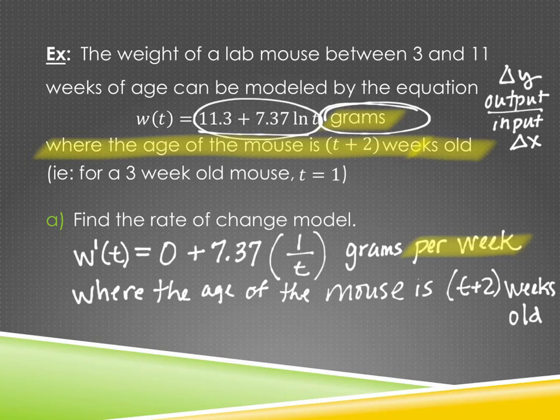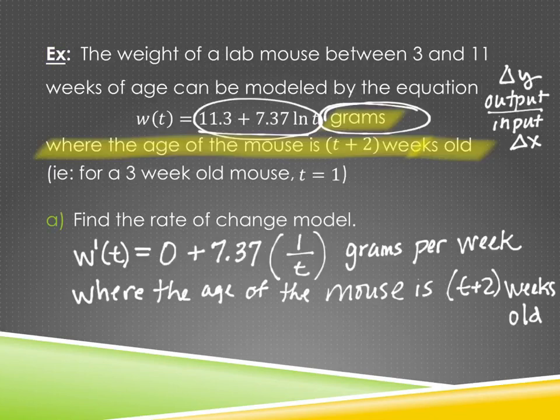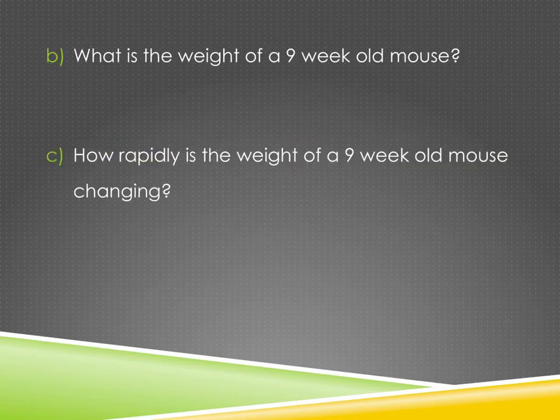Now let's actually do something with this information. Part B says, what is the weight of a 9-week-old mouse? Well, looking back over here, it says 3-week-old mouse is T equal 1. So a 9-week-old mouse would be T equal 7, right? So let's actually write that down. A 9-week-old mouse implies that T equals 7.